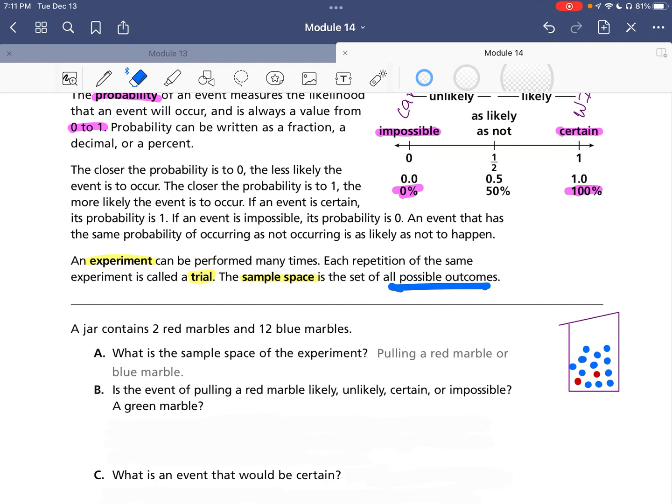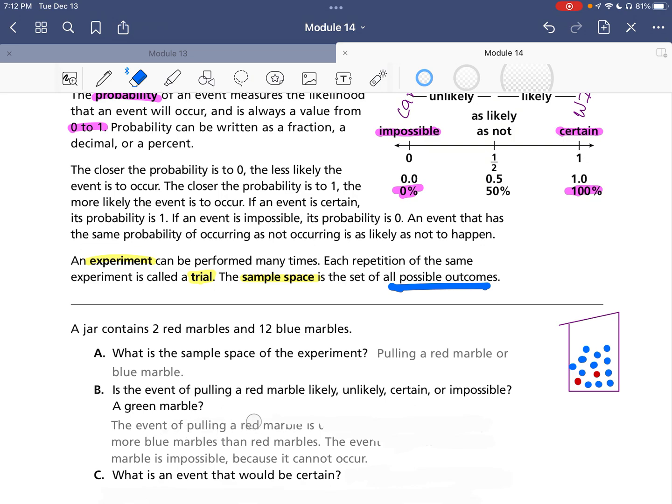Is the event of pulling a red marble likely, unlikely, certain, or impossible? So the event of pulling a red marble is possible, but it's unlikely. There's a red marble in there, so it is possible, but it's going to be pretty unlikely. And the event of pulling a green marble, well, it's impossible because there are no green marbles in our jar. We can't grab any. But red, it's going to be unlikely, but it's in there.